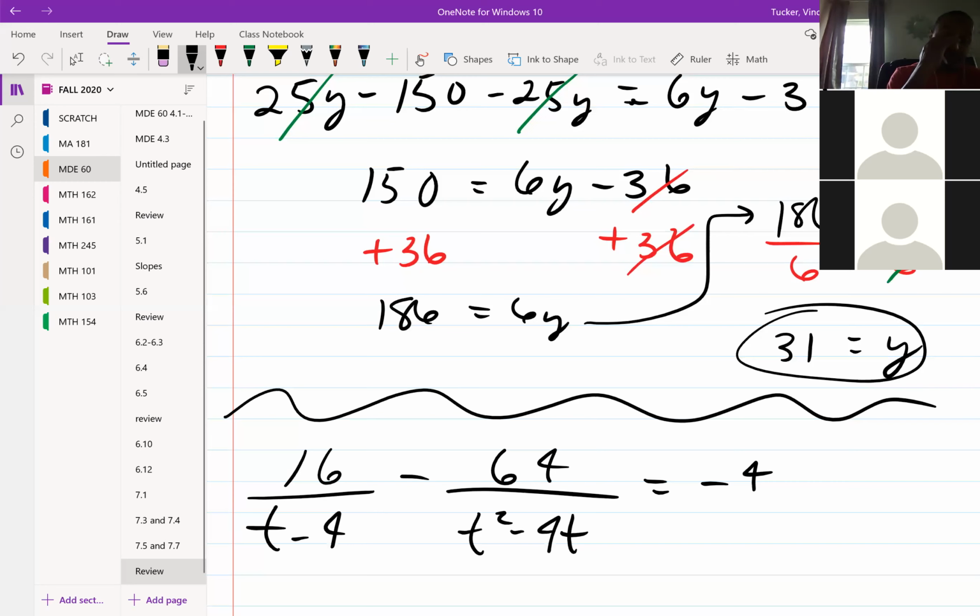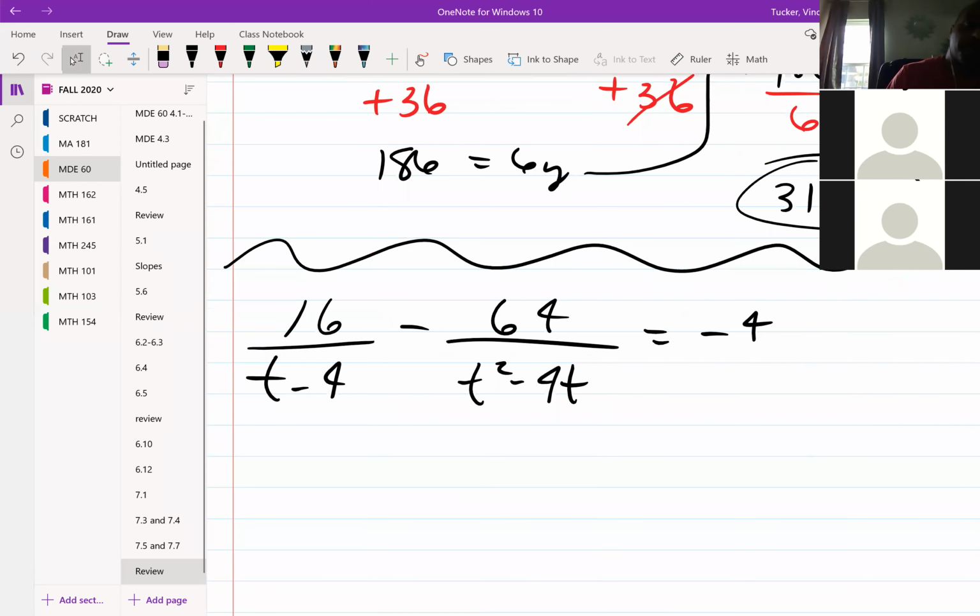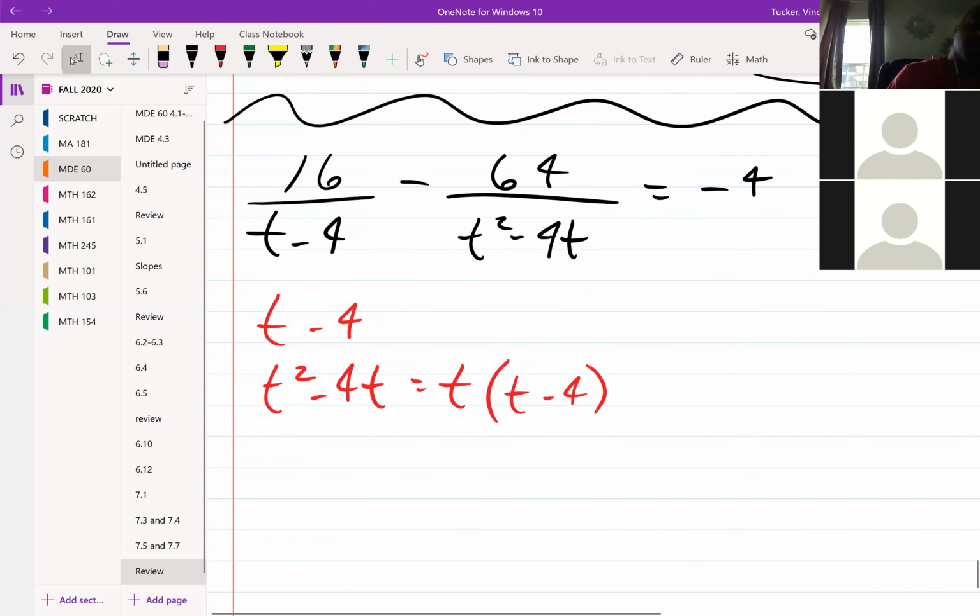All right, so here we have 16 over t minus 4. You would have to factor out that t squared and that 4t. The best thing to do is write the problem off to the side, then put equal signs in the factors, so it'd be more organized. So those are our two denominators, t minus 4 and t squared minus 4t.